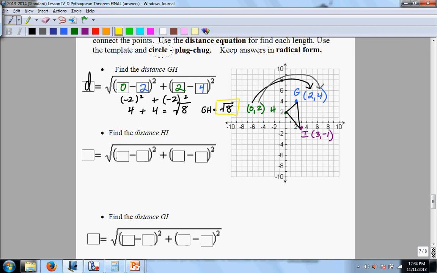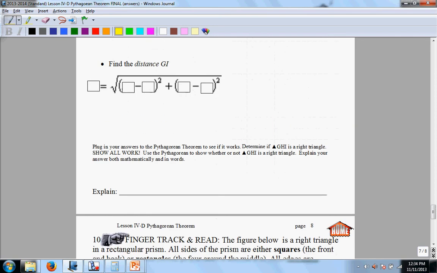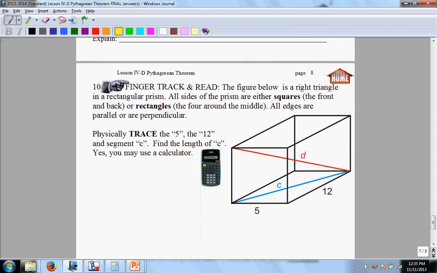Use the same process to find the length of HI and GI. Then read this question carefully and show your work.